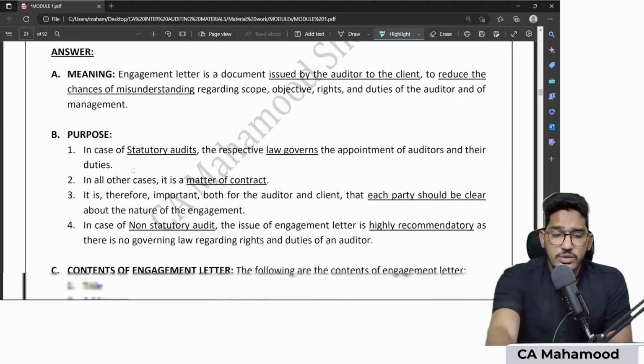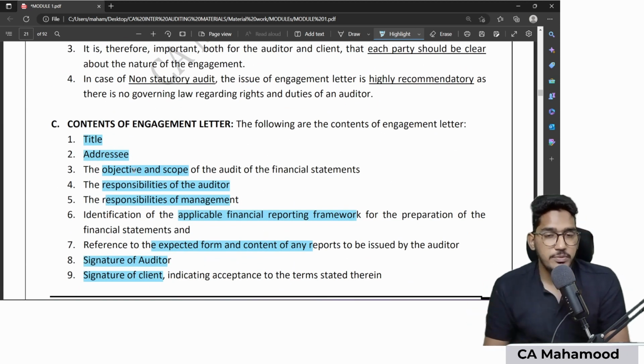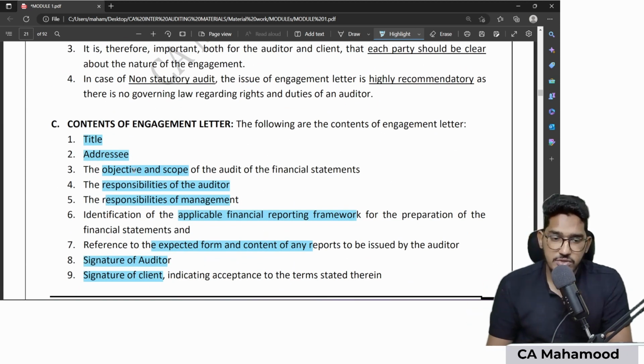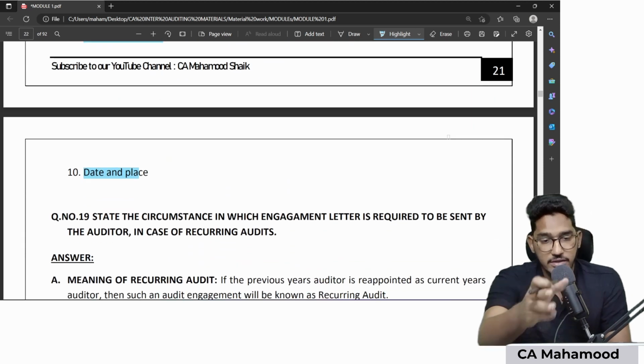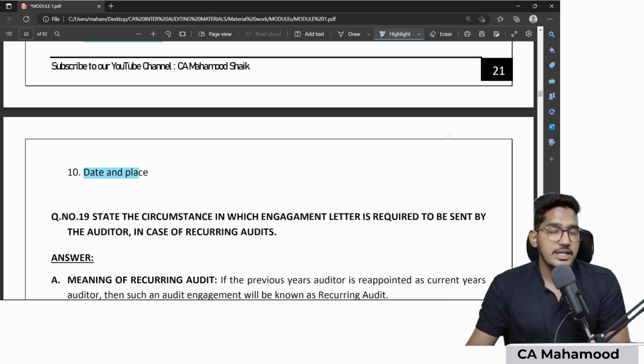Clear everybody? So this is what the contents of the engagement letter are. Understood? And that engagement letter has to be prepared as per SA 210. These contents are mentioned in SA 210. Clear? Understood? Next one. Let us now proceed further with the next question.